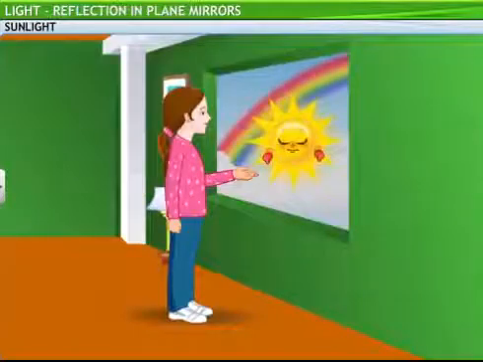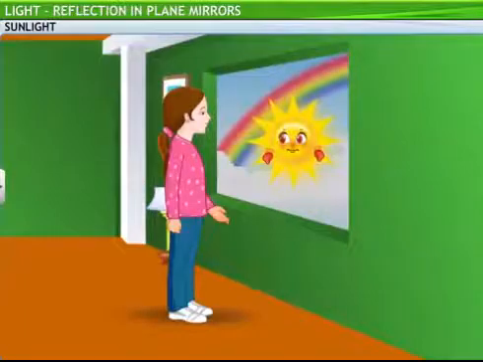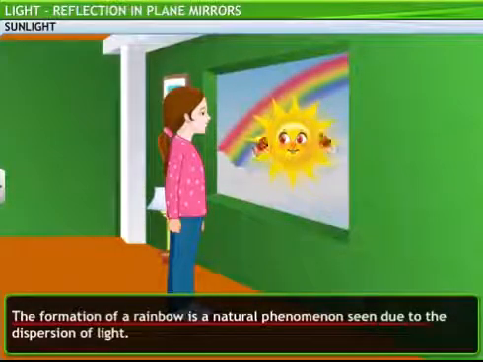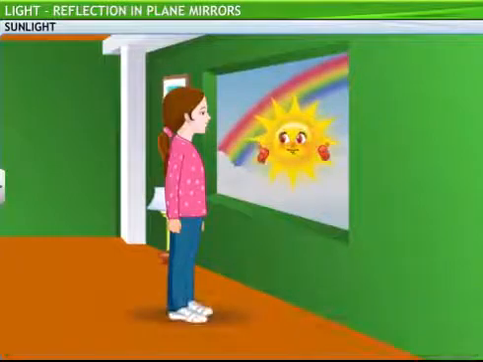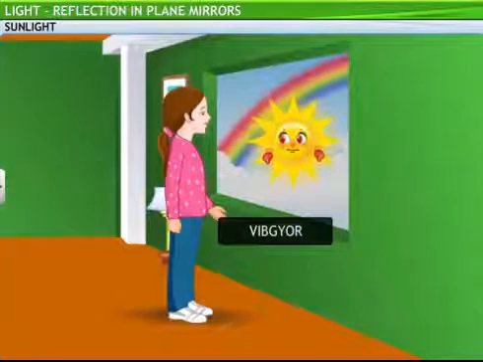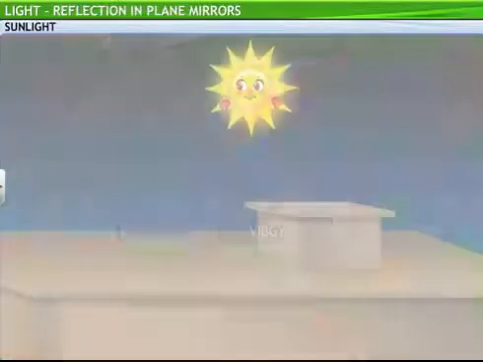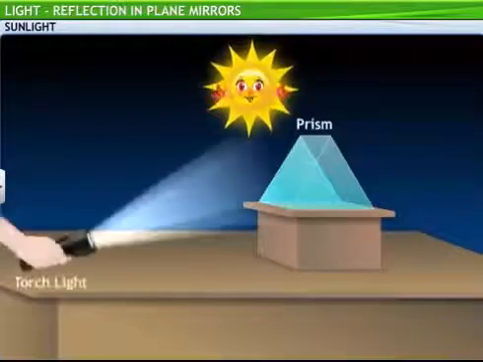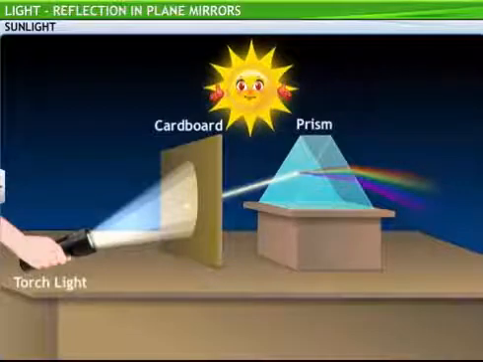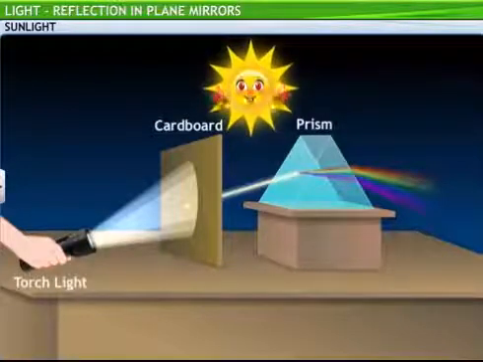Hey, it's drizzling! And look, a rainbow! Isn't it beautiful? Yes, the formation of a rainbow is a natural phenomenon. It occurs due to the dispersion of light. You know that sunlight, which is white, consists of 7 colors. Yes, I know. We refer to the colors in the rainbow as Vibgyor. That's right. We can reproduce a rainbow by passing a beam of light through a prism. You'll learn more about rainbows and dispersion of light in higher classes.